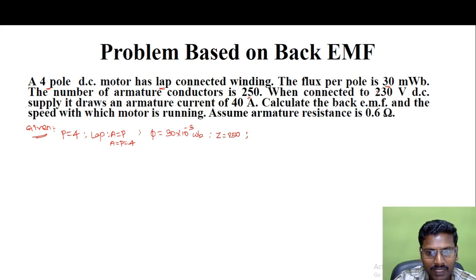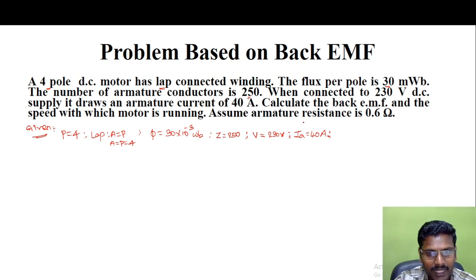Next, when connected to a 230 volt DC supply, the input voltage V is equal to 230 volt. This is the input voltage, so we write it as V, right? If it is Vt, then it is the terminal voltage, which means the voltage across the load. But here this is the input voltage, so we represent it as V. The 230 volt supply draws an armature current of 40 amps. So Ia is equal to 40 amps.